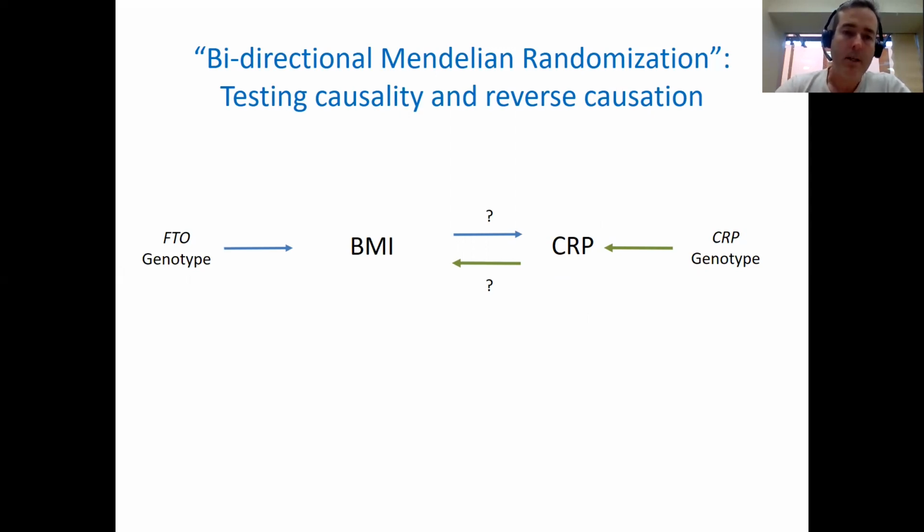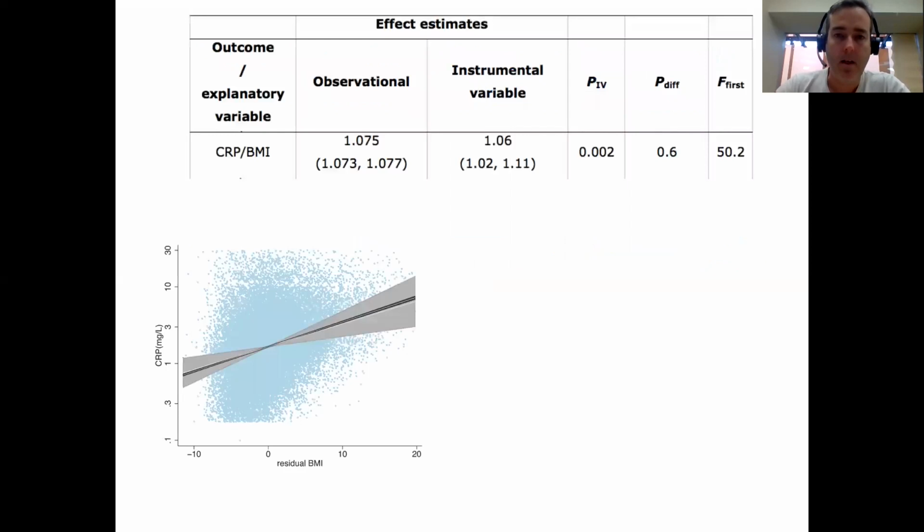But we're also going to instrument BMI using a genetic variant in the FTO gene, which we know is robustly associated with body mass index. And so we're going to do MR in the other direction as well to see whether BMI causally affects levels of CRP in the serum. So let's first of all look at whether BMI causally affects CRP.